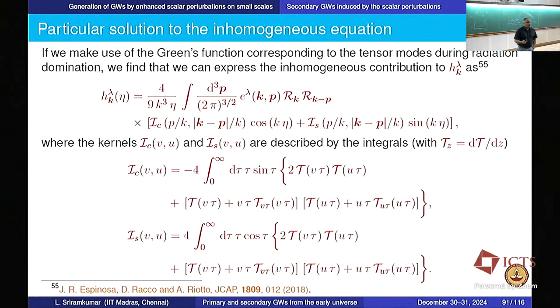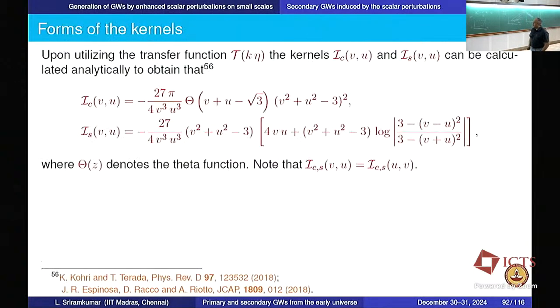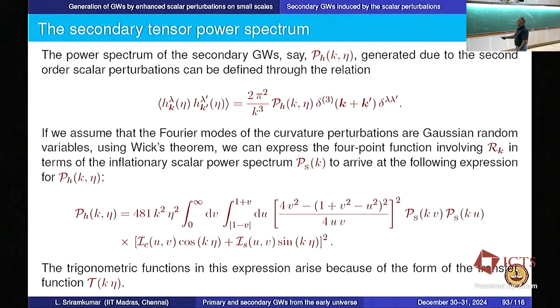But you want the power spectrum of the tensors, which will involve products of these quantities. So you construct that in much the same manner that you did with the primary tensor power spectrum. And what you find is that this P_h of k is given by this expression here. I have already indicated what these quantities IC and IS are. What is the structure of these equations?